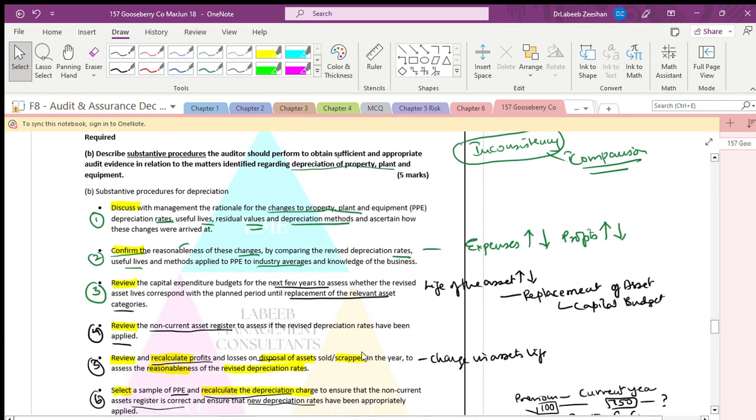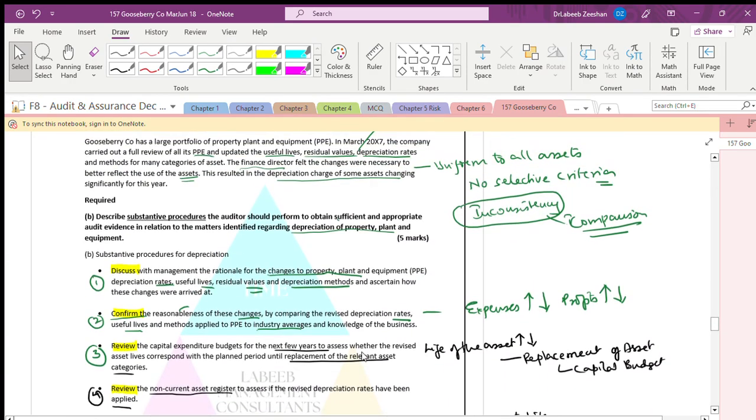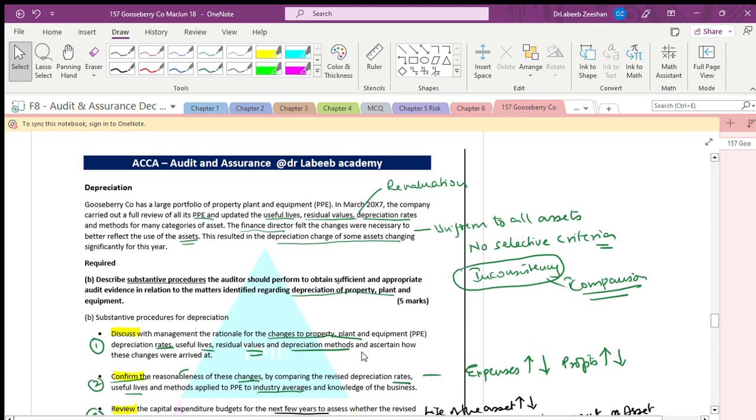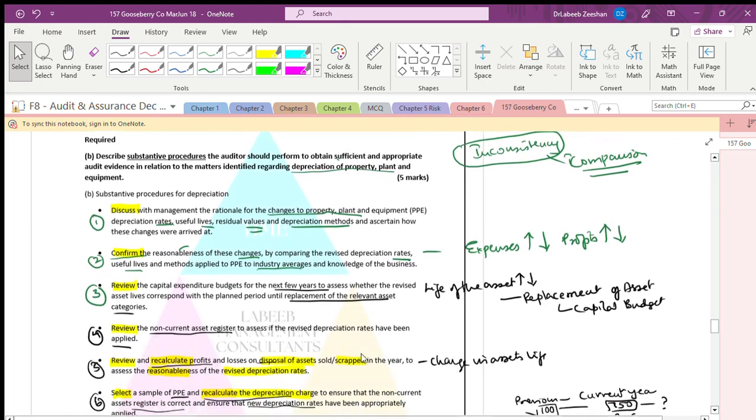Fine. This is a standard structured answer for depreciation with respect to substantive procedures.